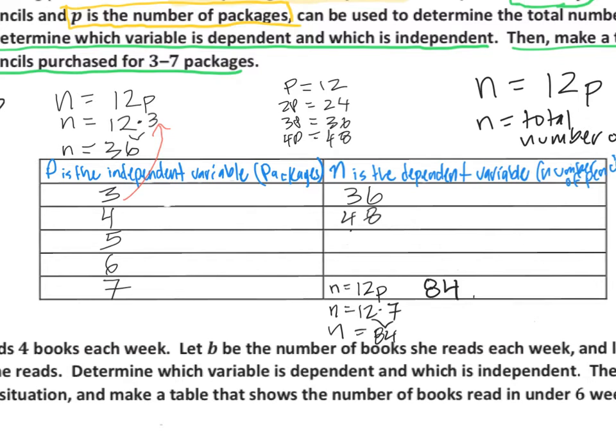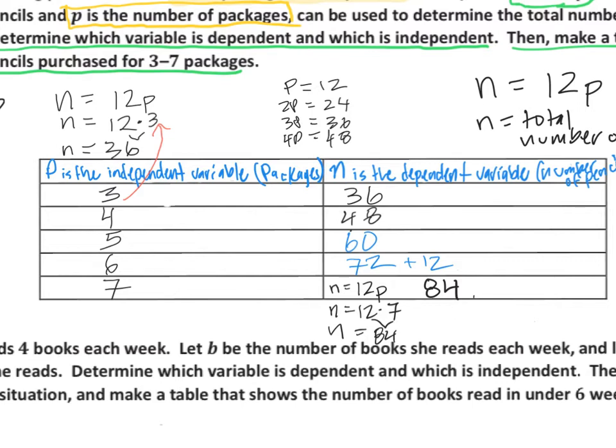Now let's check to see if skip counting actually did work. We started with one package. One package of pencils was equal to 12 total pencils. We skip counted by 12, and we went from 12, 2 packages, to 24, 24 to 36, 36 to 48. And we add 12 onto 48, we shall get 60. And then when we add 12 to 60, we should get 72. And then what happens if we add 12 to 72? Well, if we add 12 to 72, we get 84.